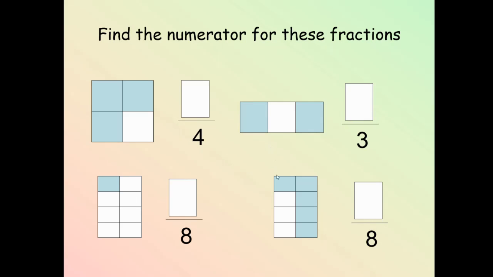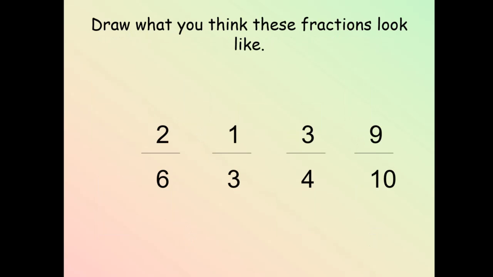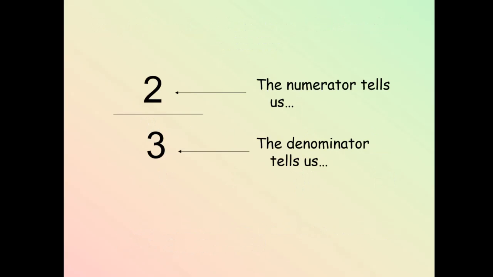Here are more examples. It's up to you to find the numerator for these fractions, and here are the answers. I hope you got them correct. Once again, the numerator tells us how many parts we shaded or how many parts we took from the denominator, which is the total number of equal parts that we have in an object.